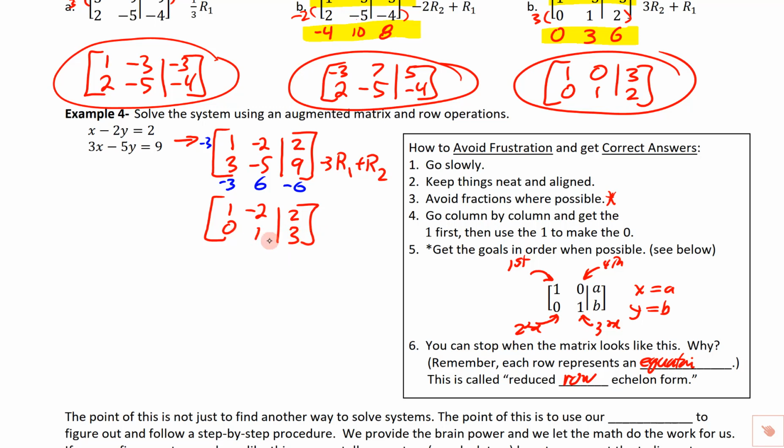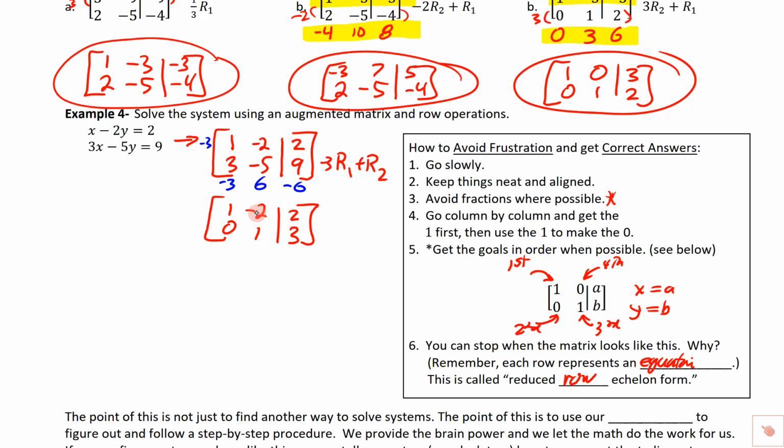Now we take a look at this and we keep the goals in mind. Goal number 1, done. Goal number 2, done. Now we turn our attention to goal number 3. We want to turn that into a 1. Well, sometimes we get lucky and goals will just fall into place. So on this one, we've got that taken care of. Goal number 3 is accomplished. Now, once we've got a 1 in a column, we use it to turn the other ones in that column into a 0. So we need to turn that into a 0.